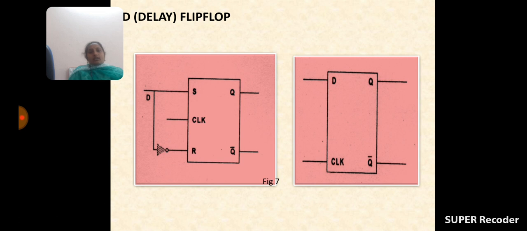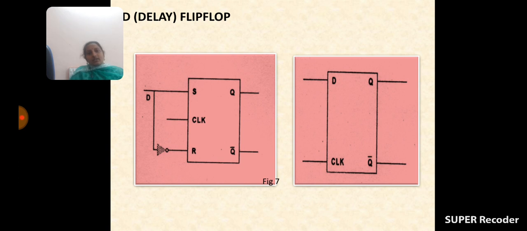This means the same input is applied to S and R, but for S the input is applied directly and for R the same input is applied through the inverter. Like the master slave JK flip-flop, if S is equal to 1 then R is equal to 0, and if R is equal to 1 then S is equal to 0. If D is equal to 1, simply Q is equal to 1. If D is equal to 0, simply Q is equal to 0. That indicates the output follows the input.